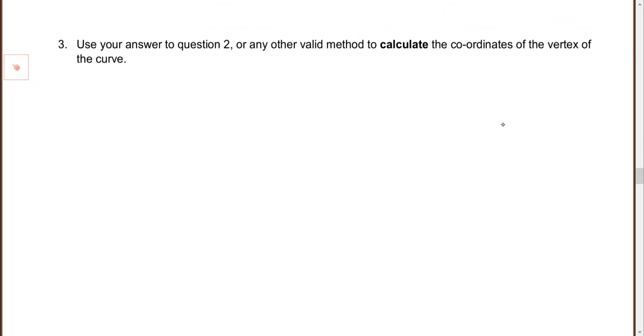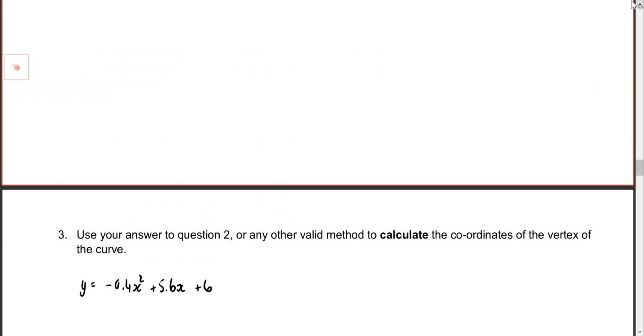But anyway, let's use your answer to question 2 or any other valid method to calculate the coordinates of the vertex. So you could have done completed square form. We do have an equation of y equals, what was it, 0.4x squared plus 5.6x plus 6, right? You could try and do completed square form because you know that's vertex form. That wasn't what I was intending. What I was intending was, you know the x coordinate is where?